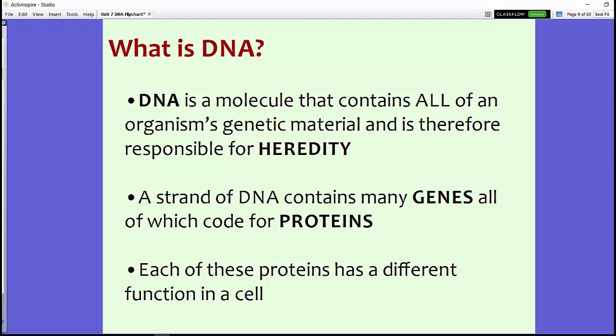We've talked about genes and how genes can give us a phenotype, basically what we look like or what blood type we have. But these genes actually code for proteins. Those proteins are responsible for a lot of our processes. Each of these proteins has a different function in a cell, and we'll talk a little bit more about those as we go forward with this unit.